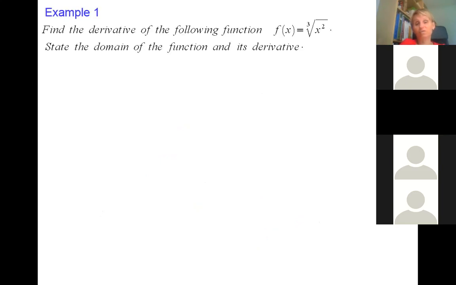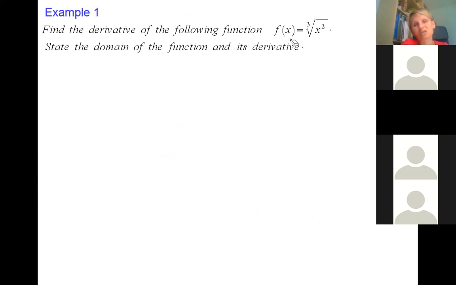Okay, let's try to find the derivative of the function, the cube root of x squared, and let's find the domain of the function and then later of the derivative. Let's maybe start with the domain. Cube root, do you think a cube root can take any number? Or shall I exclude some? Yes, thank you, Joe.